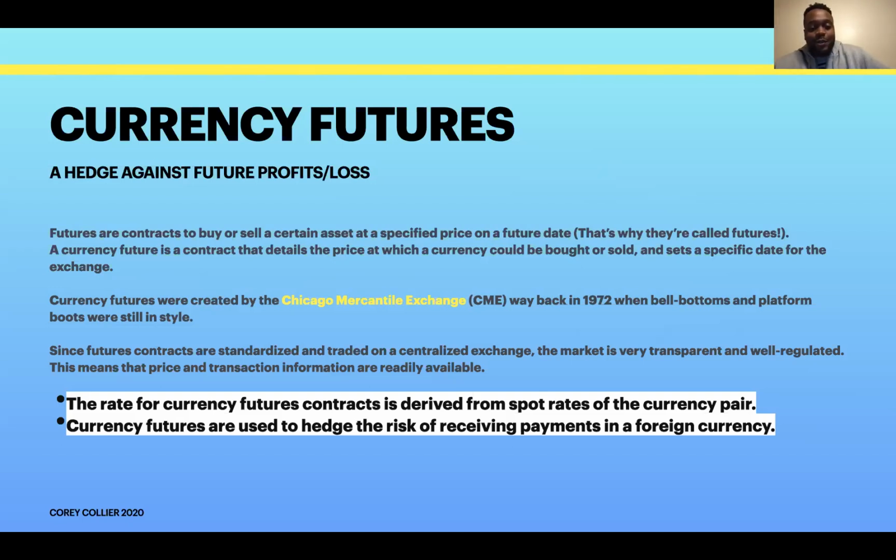Since futures contracts are standardized and traded on the central exchange market, the market is very transparent and very well regulated. So this means that price and transaction information are readily available. Now, the rate for currency futures is actually derived from spot rates of the currency pair.